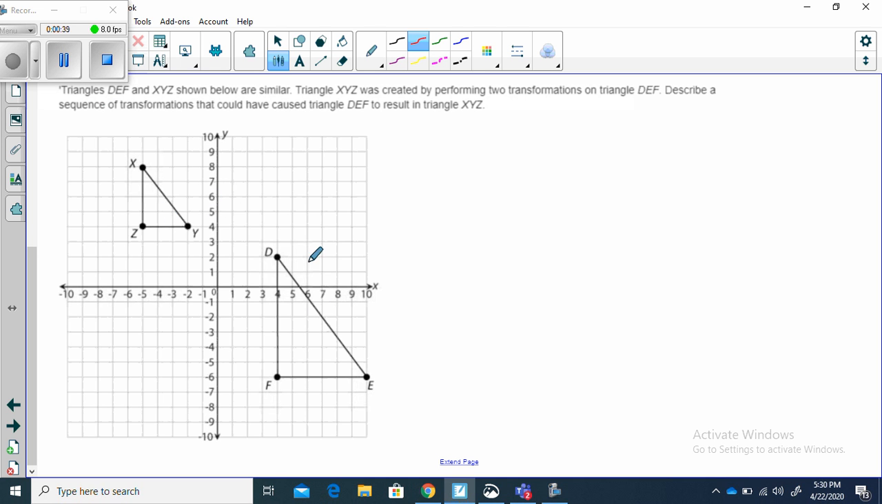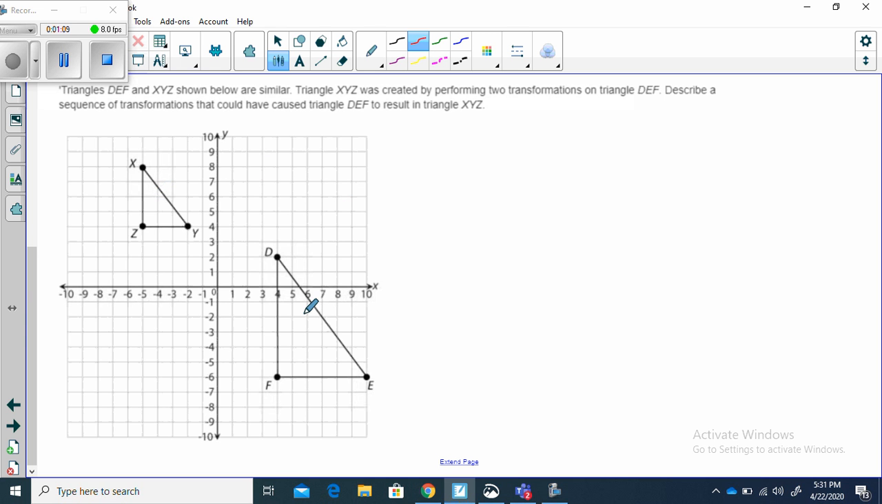Here are two figures, DEF and XYZ, shown below are similar. Triangle XYZ was created by performing two transformations on triangle DEF. Describe a sequence of transformations that could have caused triangle DEF to result in triangle XYZ. What I need to do is give a sequence of transformations that would map DEF onto XYZ, and I have to start with a dilation.